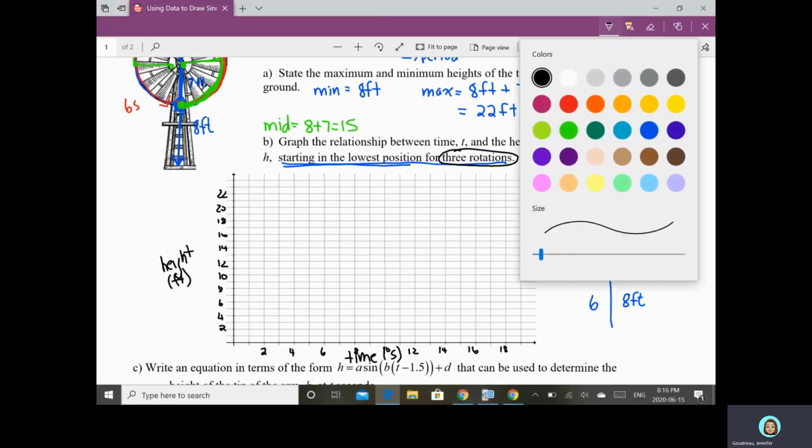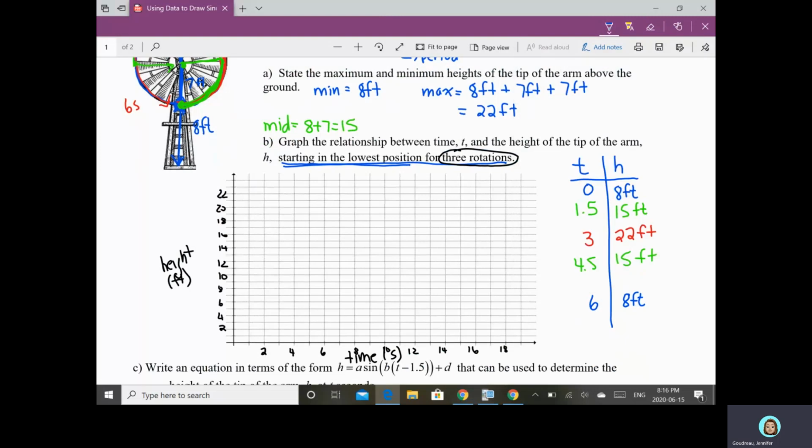Okay, let's start to plot some points. So we have the point 0, 8. That's where we start. We're at our minimum point. Then at 1.5, we are at 15 feet. At 3 seconds, we are at our maximum of 22. At 4.5 seconds, back at that midline. And then at 6 seconds, we're back at 8. And again, have a look at your points. It should create a perfect triangle.